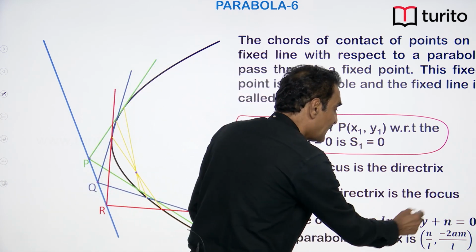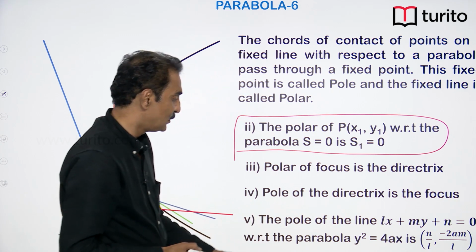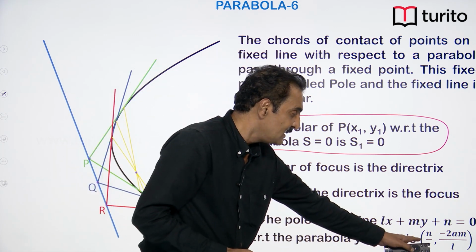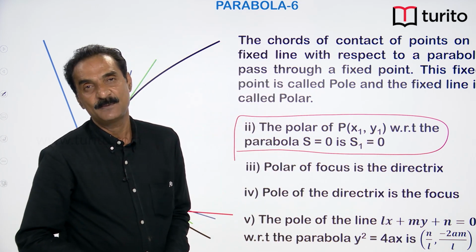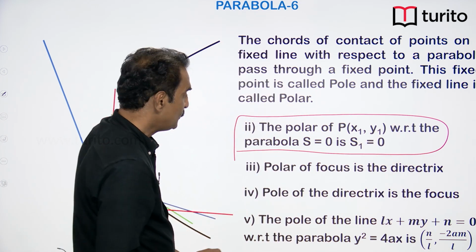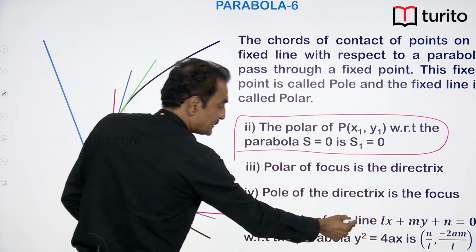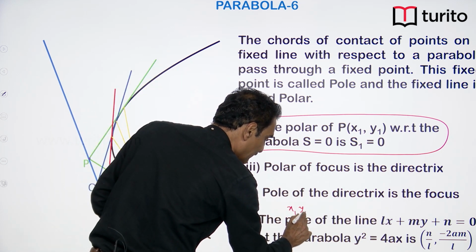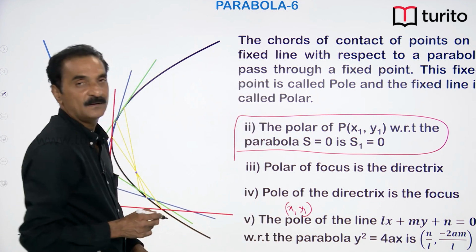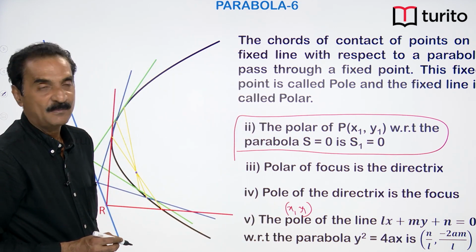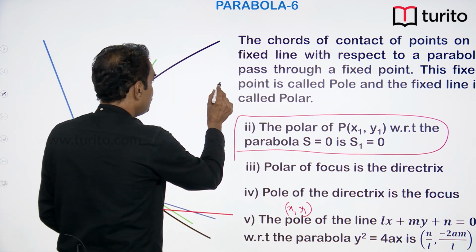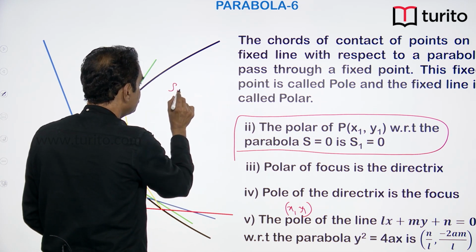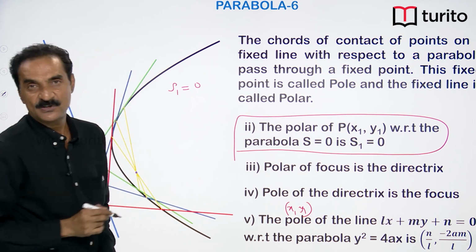The pole of the line Lx plus My plus N is equal to 0 with respect to the parabola y square is equal to 4ax is N by L comma minus 2am by L. How? If it is polar, assume that the pole is x1 comma y1. Then the equation of the polar will be given by S1 is equal to 0.